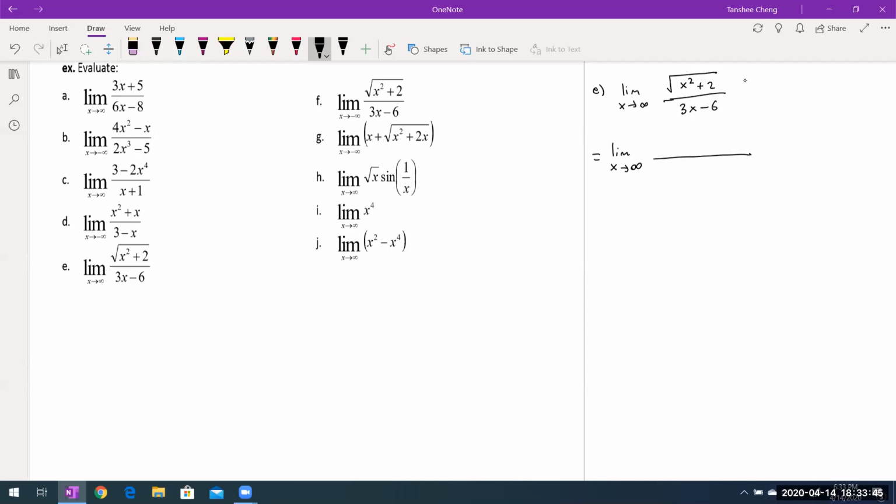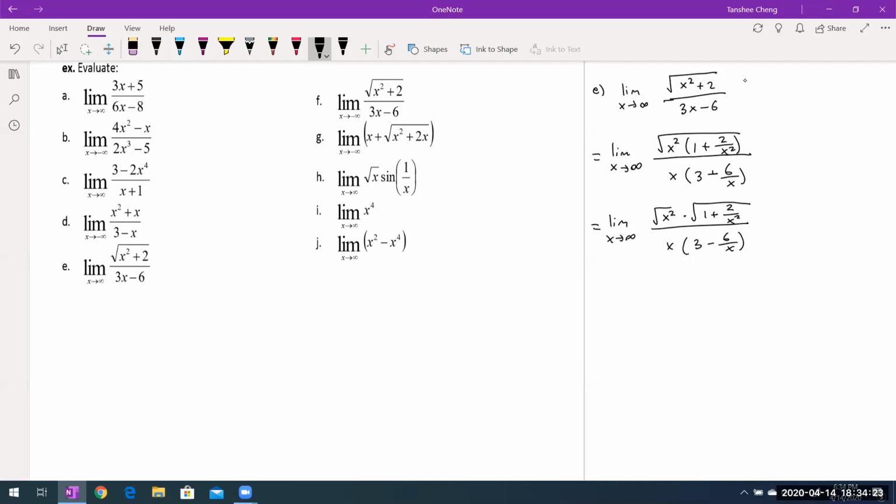Take a look at how I'm going to approach this, using the same techniques from the first few examples. On the numerator, I'm going to factor out x squared inside the radical. So this will become 1 plus 2 over x squared. And in the denominator, I'm going to factor out x, so it will become 3 minus 6 over x. Continuing, that will be the limit as x approaches infinity of the square root of x squared times the square root of 1 plus 2 over x squared, over x times 3 minus 6 over x.